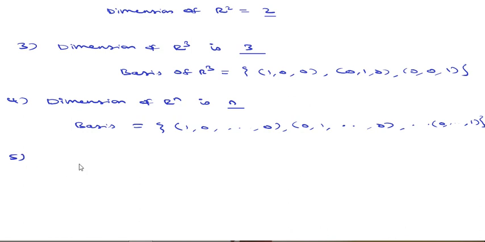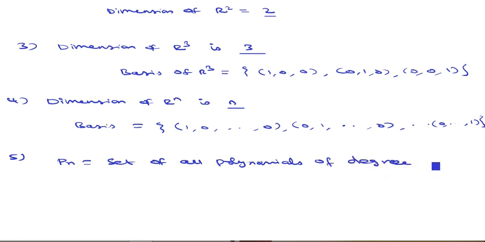Next we will see the dimension of the vector space of all polynomials of degree less than or equal to n. This notation Pn denotes the set of all polynomials of degree less than or equal to n. It is less than or equal to n, not equal to n. We have to note this here.